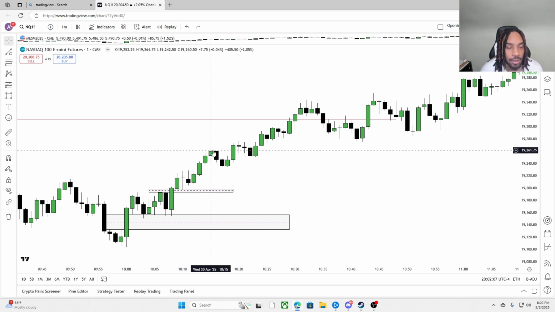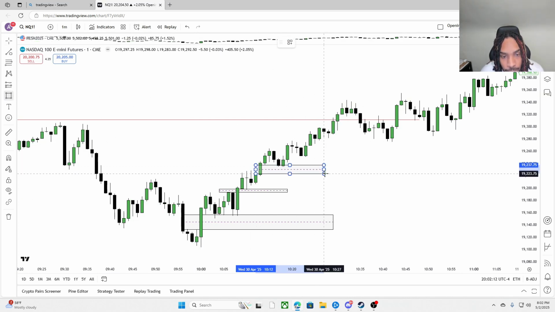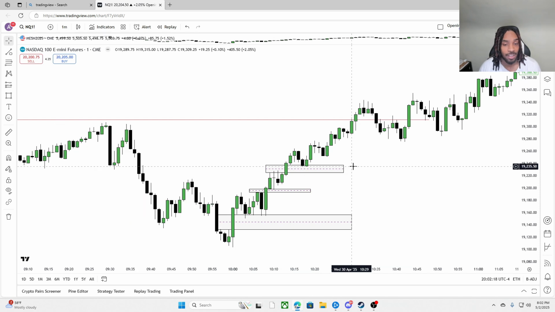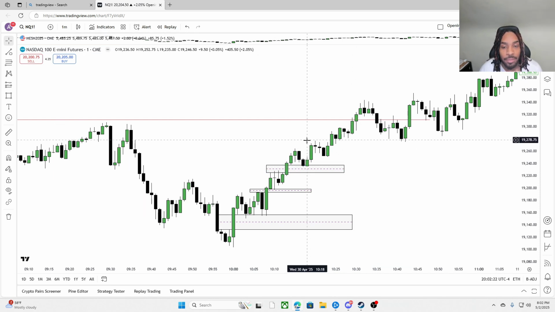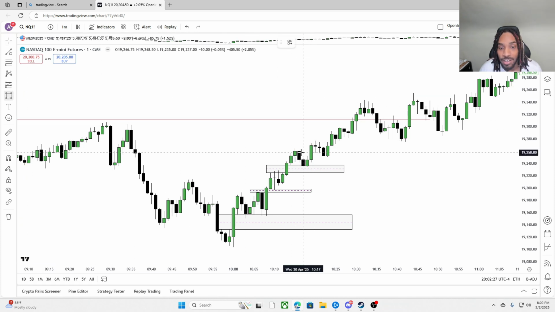Again, we trade higher. Price creates another fair value gap. Again, all these entries. You're just watching the trade just going without you. You didn't take the trade. Price traded into another fair value gap. Trade higher, take out this high. Guess what? Price creates another fair value gap.